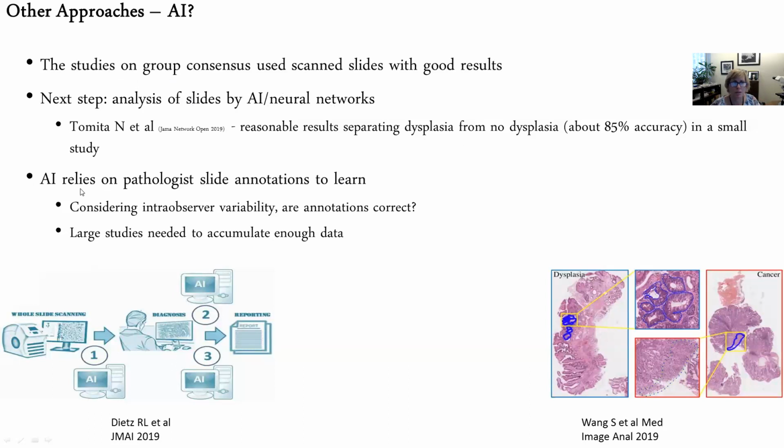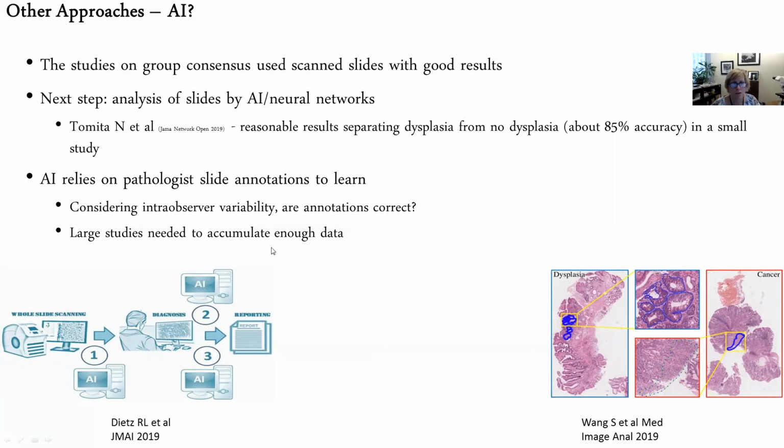AI definitely relies on pathologist slide annotations to learn. So pathologists actually have to mark each slide in exact areas on the slide to tell the system where to look. And here's dysplasia, and here's malignancy. So we have to assume that the annotations are correct in order to trust the results. And if we cannot necessarily agree on what the cases are between ourselves, that makes this very difficult.